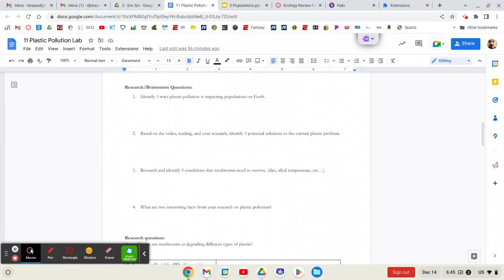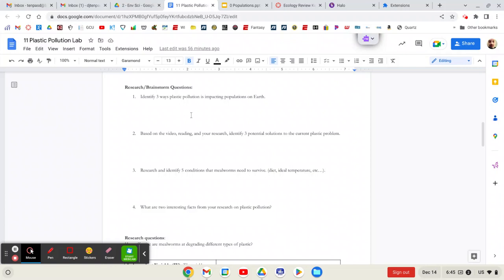Then we move into a discussion format. I'd like to do this as a think, pair, share type format where I would present them these four questions, these research and brainstorm questions. Students would work on them individually for a brief period of time, and then I would have them discuss in their lab groups, and really try to come to a consensus.